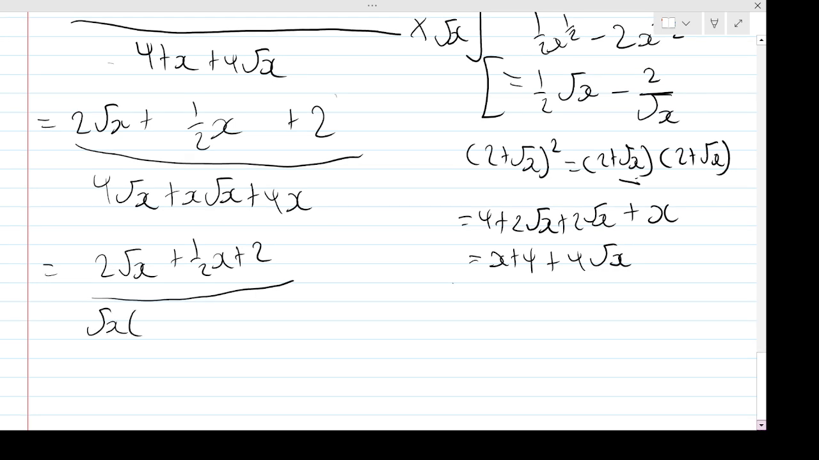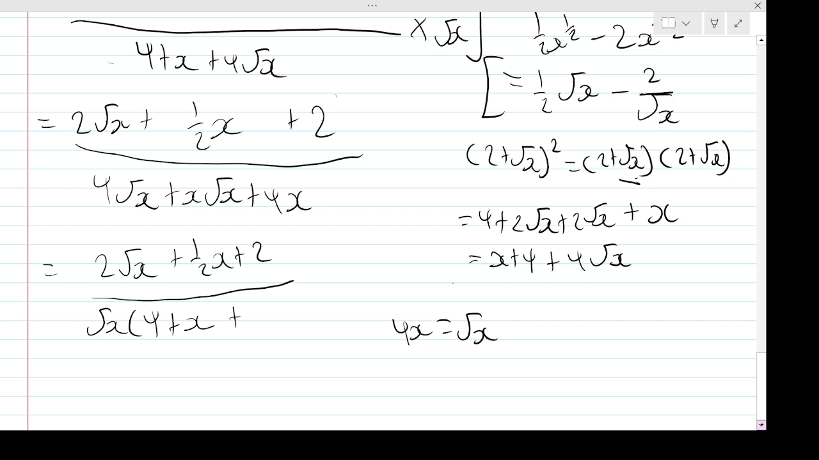So I have root x and then 4 root x. Well, that's just going to be 4, right? And then I have an x root x there. If I factor out root x, you're just left with x. And then we have 4x. Okay, how do we deal with this? Well, the 4 will stay where it is. I'll leave it there for now. Well, how do I factor out a root x from x?